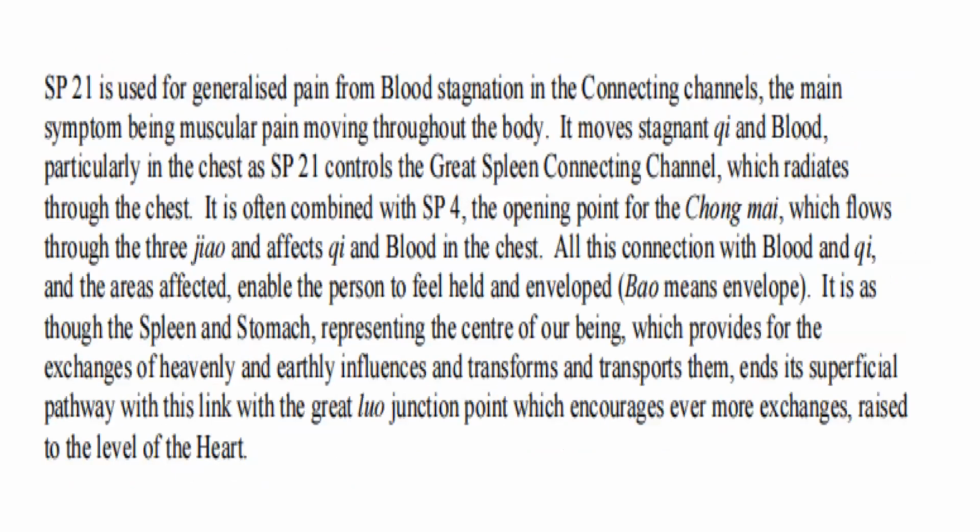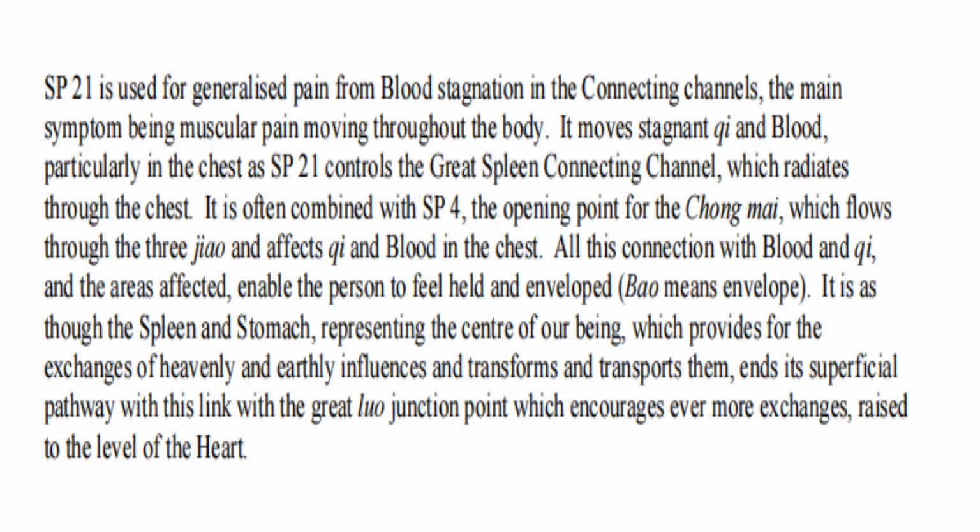Spleen 21 is used for generalized pain from blood stagnation and the connecting channels, the main symptom being muscular pain moving throughout the body. It moves stagnant chi and blood, particularly in the chest, as Spleen 21 controls the great spleen connecting channel, which radiates through the chest. It is often combined with Spleen 4, the opening point of the Chong Mai, which flows through the three jiaos and affects chi and blood in the chest.